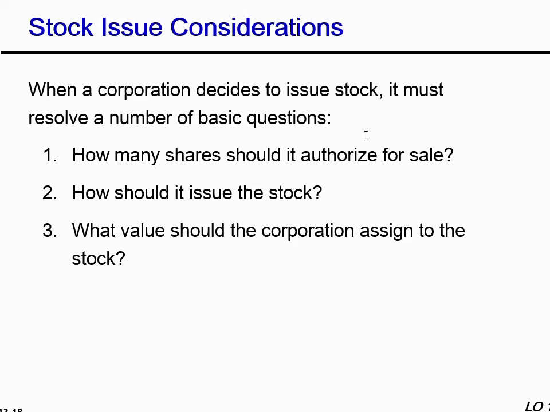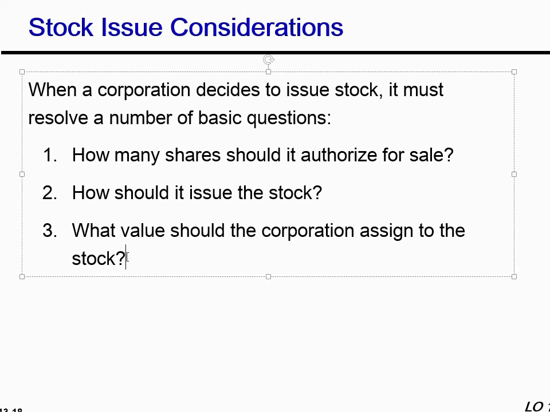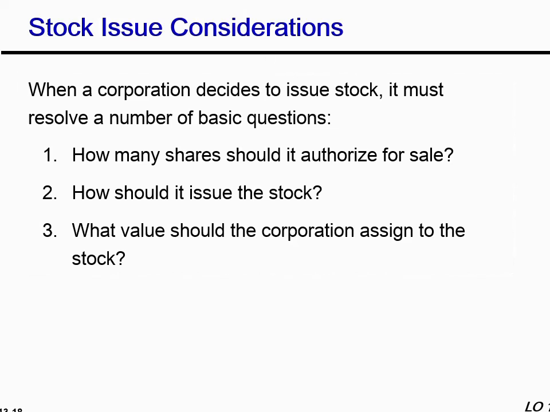Companies never issue 100% of authorized capital, they only use some part of it. Second, how should they issue the stock? Third, what value should the corporation assign to the stock? Meaning how much they should charge for one share, one stock. So these are the things which companies should consider before issuing new shares.